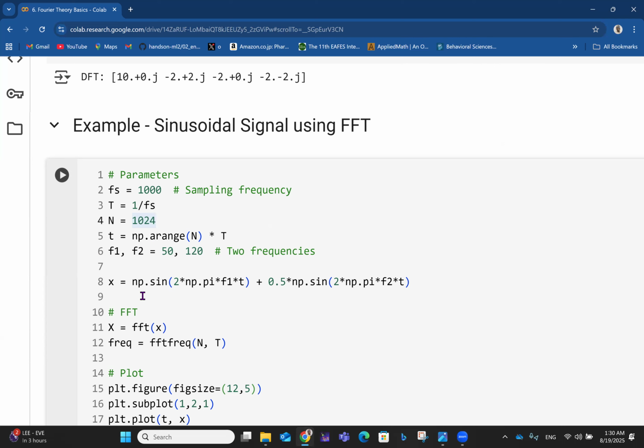And then we have x defined as sine of 2 pi f1 t plus 0.5 sine of 2 pi f2 t. So f1 t and f2 t like that. So of course, we can only get sine from numpy. That's why we have np.sin. And we can only get pi from numpy. That's why we also have np.pi like that.